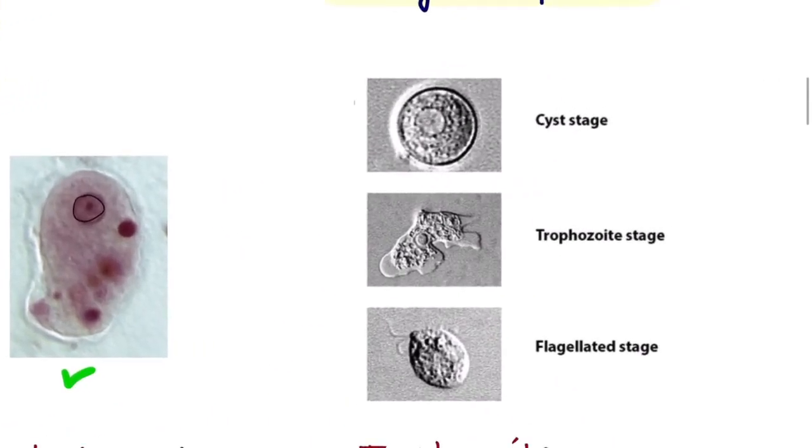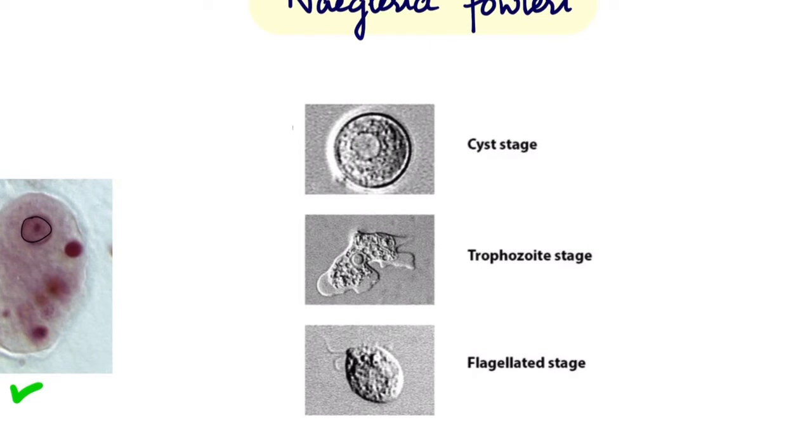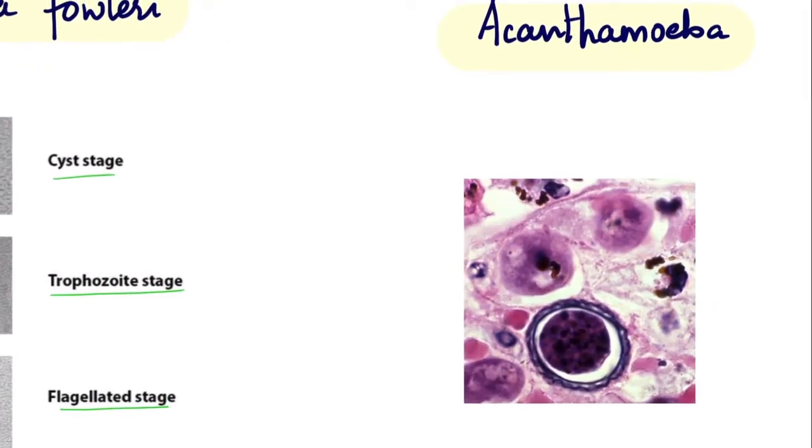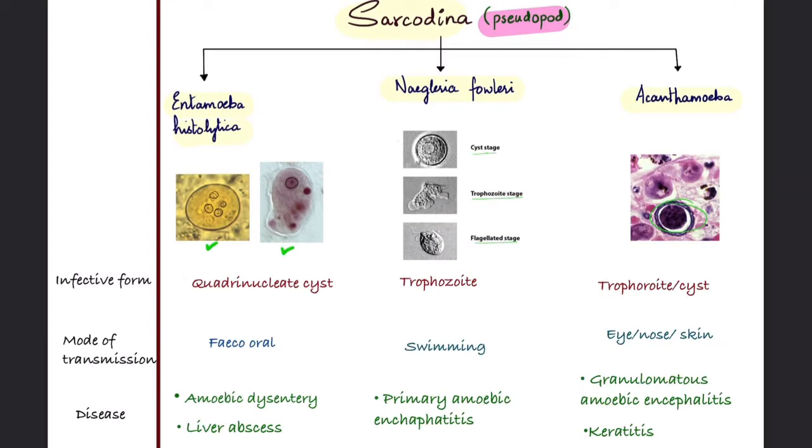Now this is Naegleria fowleri. It has three stages: the cyst stage, the trophozoid stage, and the flagellate stage. And this is Acanthamoeba. So this is a histopathological slide. So this is the organism. Now we'll do a comparative study of all the infective forms of these parasites. Infective form of Naegleria fowleri and Acanthamoeba is trophozoid, but of Entamoeba histolytica is quadrinucleate cyst.